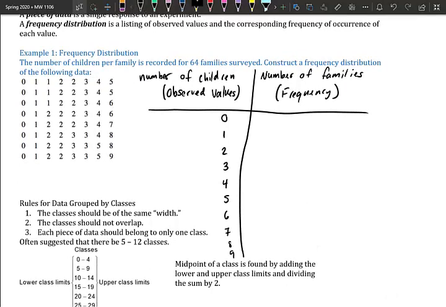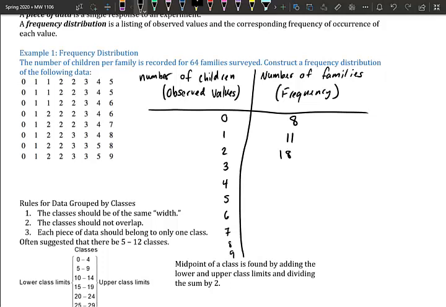Alright, so now we count how many zeros do we have. We have 8 zeros. That means 8 families that they asked had 0 children. Now we count how many ones they have. There's 11 ones. So 11 families had 1 child. We count how many 2s we have. There are 18 2s. So that means 18 families had 2 children.